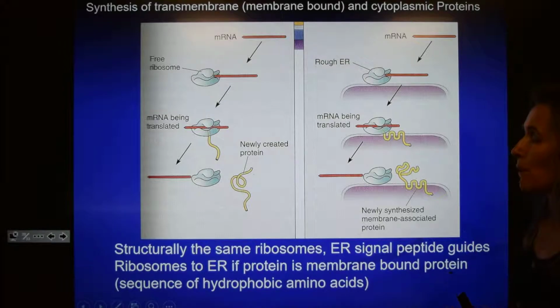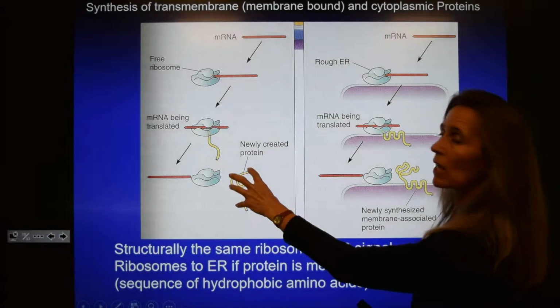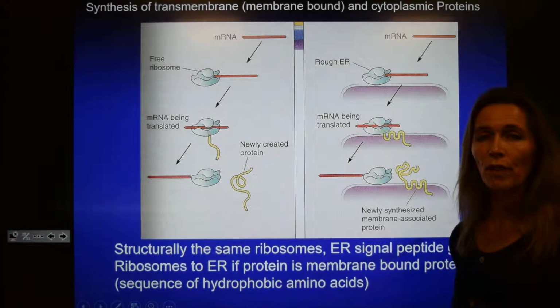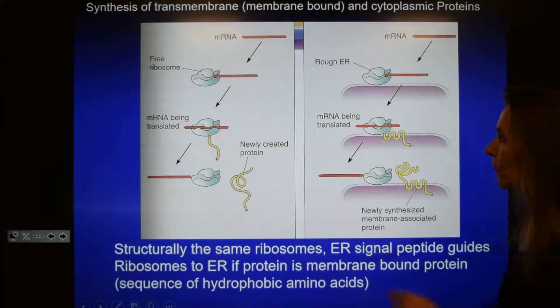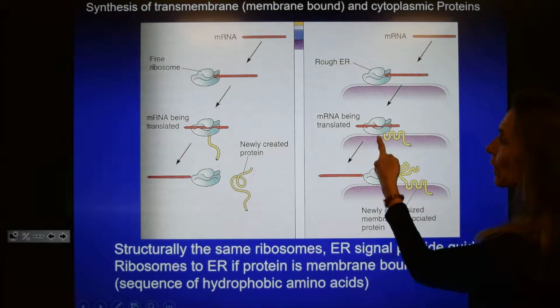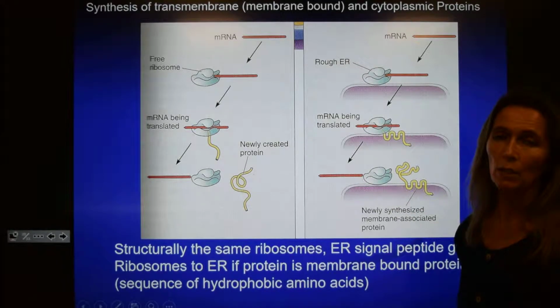So two types of synthesis. One synthesis is free-floating in the cytoplasm, and the other one is at the membrane of the rough endoplasmic reticulum, where the protein that is now translated is directly inserted into the membrane of the endoplasmic reticulum.